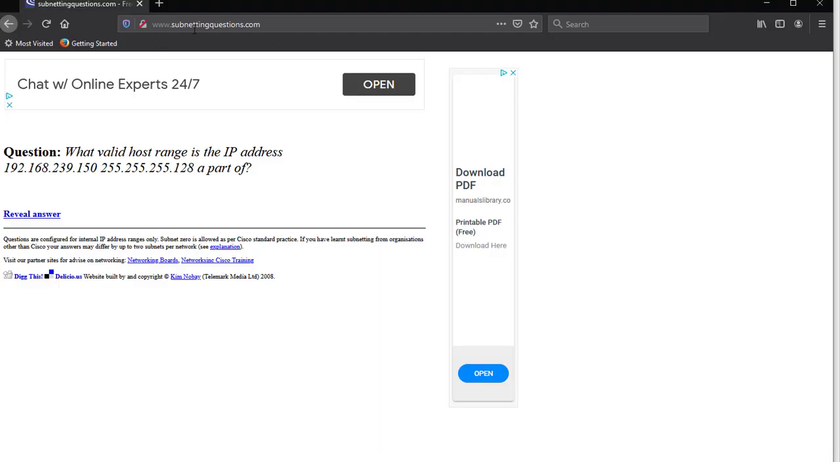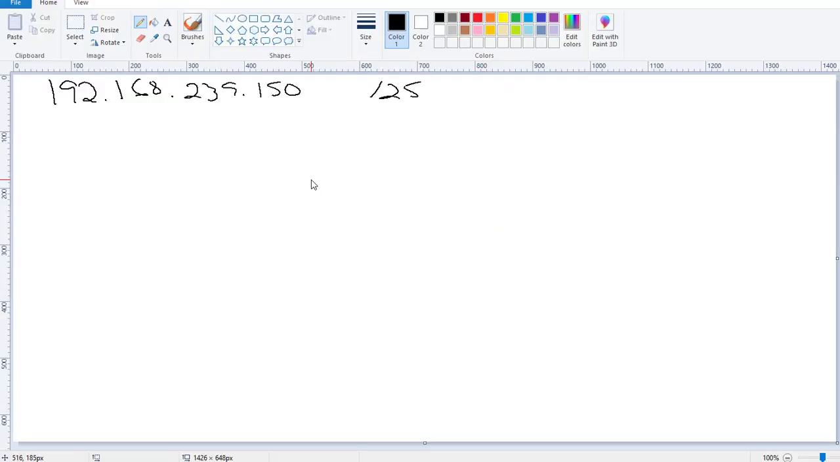And then here's an example of this, again, from subnettingquestions.com. What valid host range is the IP address part of? So if I write this out, we get 192.168.239.150, and they give you the subnet mask of /25, because they said 255.255.255.128. And then they're asking you, what is the valid host range?